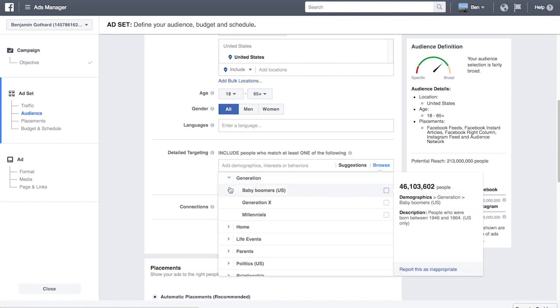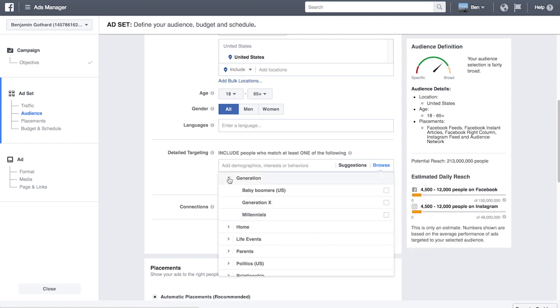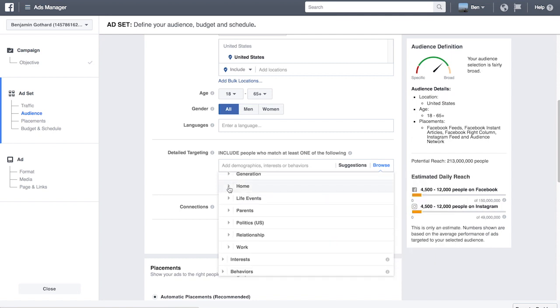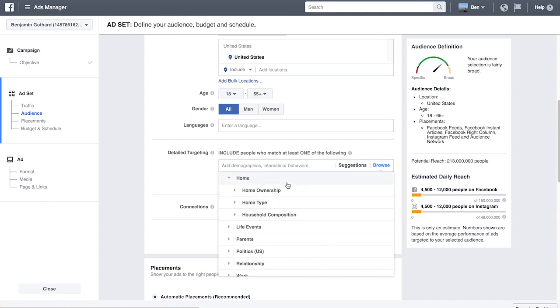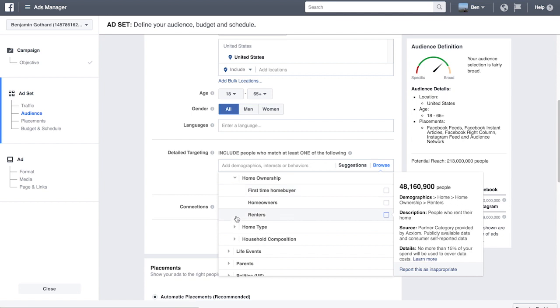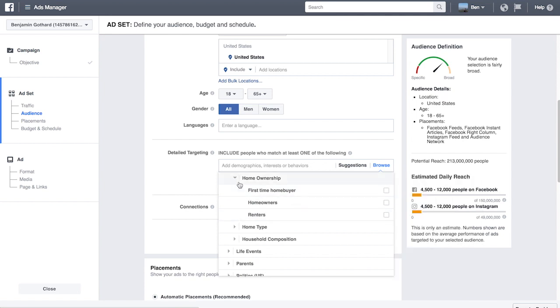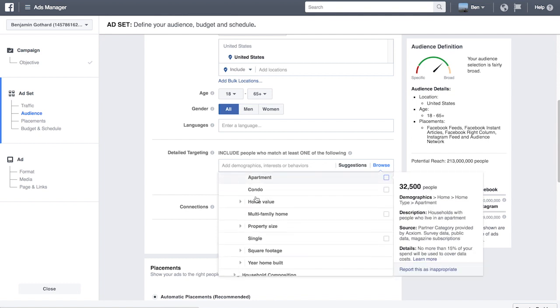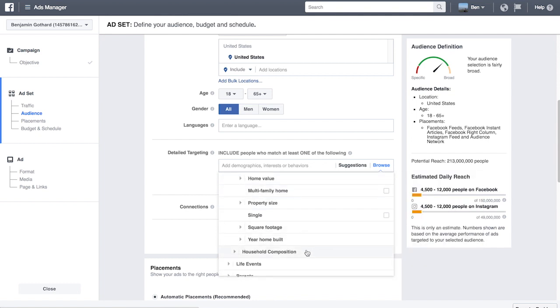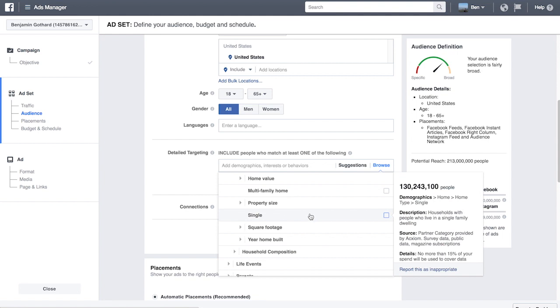So there's education, there's financial. You can target people based on the generation that they are. And it actually even describes these people for you. So you can target millennials, you can target Gen X, you can target baby boomers. You can truly target anybody that you want based on their demographics. So that's generation. You can target people based on different home demographics, like home ownership. Are you a first-time home buyer? Are you a homeowner? Are you a renter? Do you live in an apartment, condo, multifamily home, single home? Are you in a single-family dwelling?